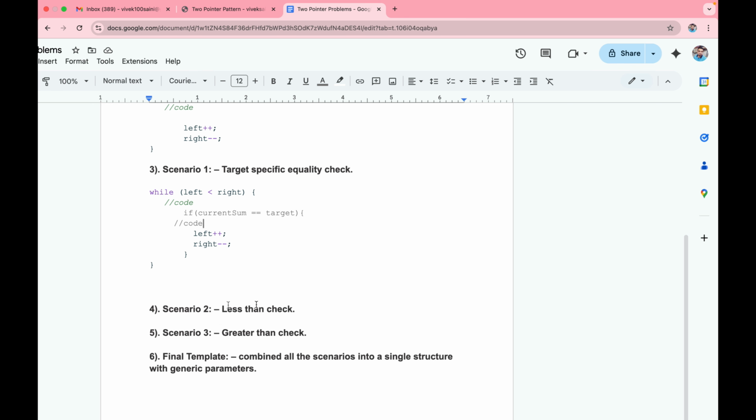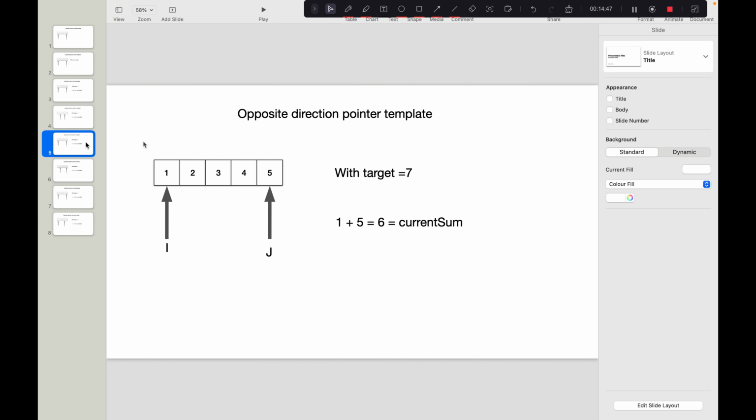Now let's jump to the second scenario, the less than check. So this is scenario 2. Now jump to this slide. What is happening here? If we have target 7, and I am here at the 0th index and here at the last index, I'm summing up these two numbers. 1 plus 5 is equal to 6, which is less than my target. So my current sum here is less than my target.